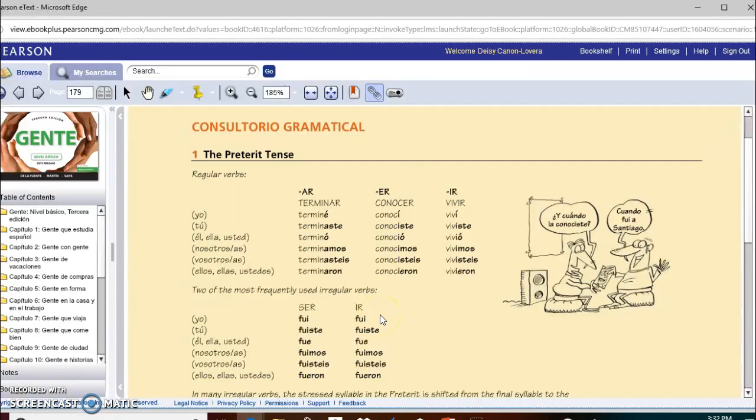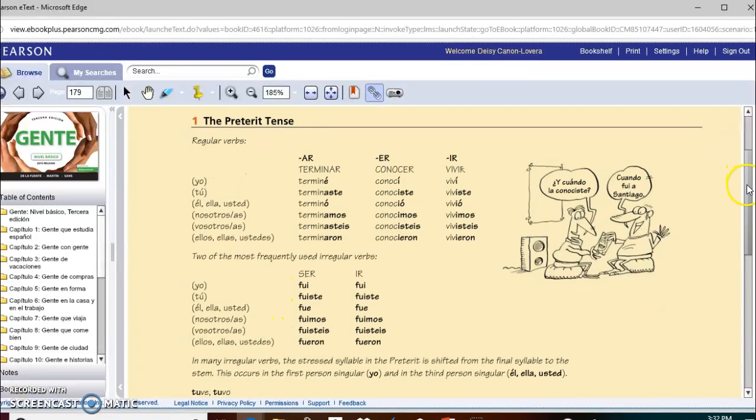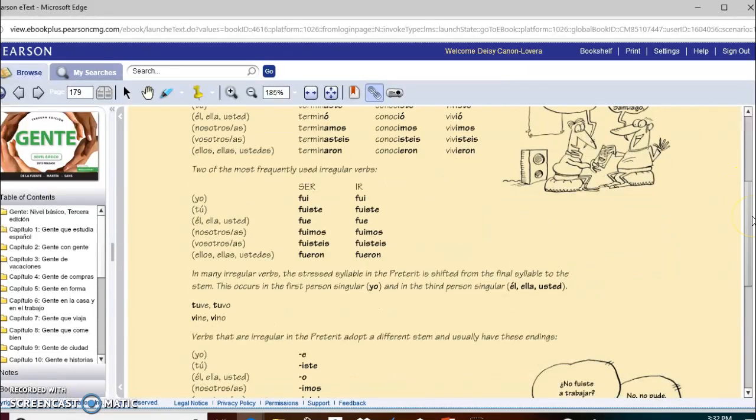Like yo fui a Nueva York, it will be the verb ir. If they say yo fui profesora en Colombia, it means the verb ser. Okay, so it is the context that tells me if the verb is ser or ir, but they will be conjugated in the same way in Spanish in the preterite tense.